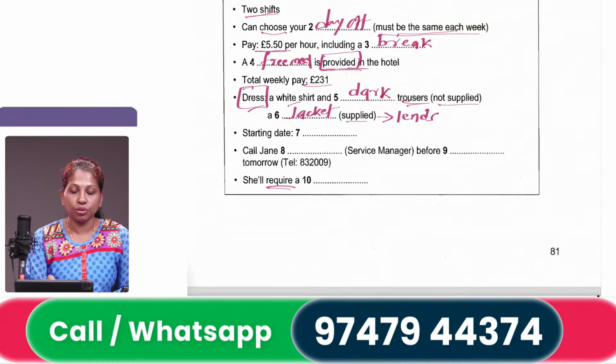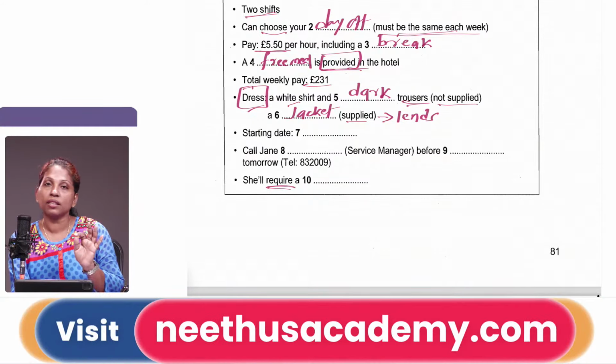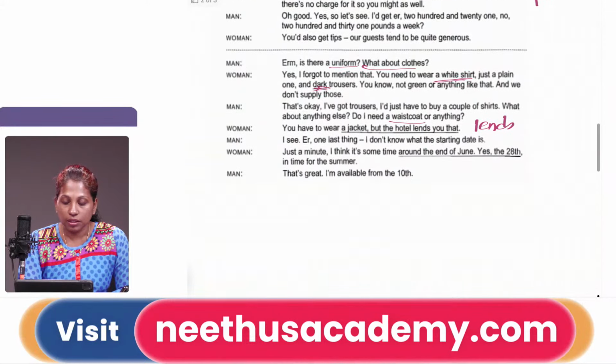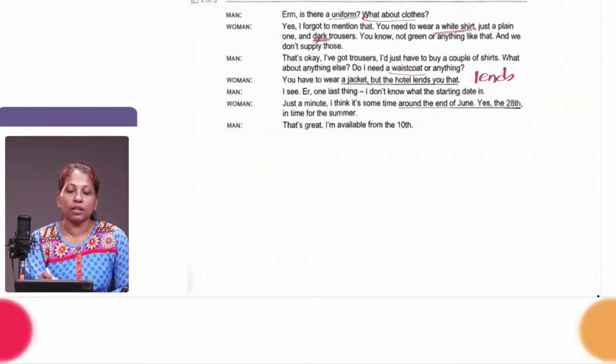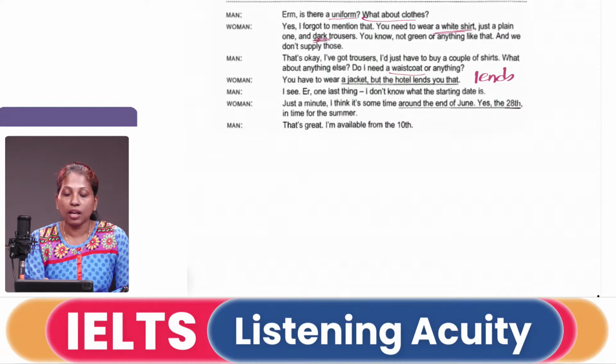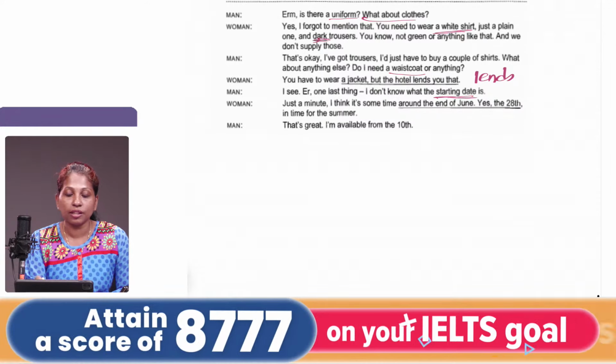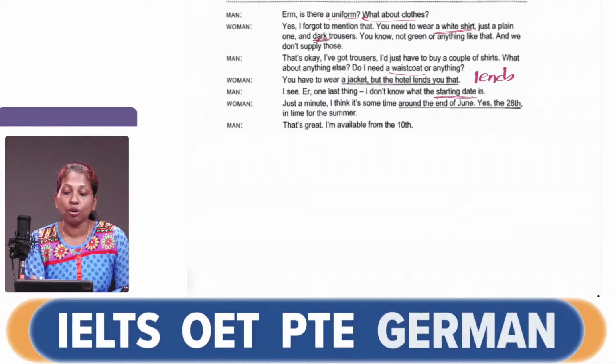Comes the seventh note which says starting date. Like I told, this is going to be a number definitely because we are writing a date there. So let's go to the part. Yes, one last thing the man says. I don't know what the starting date is. That means when is the job starting? If you're going selected, what is the starting date for the job? Just a minute. I think it's sometime around the end of June.